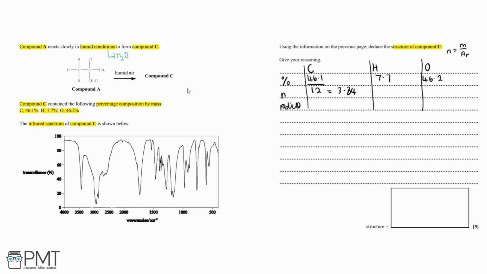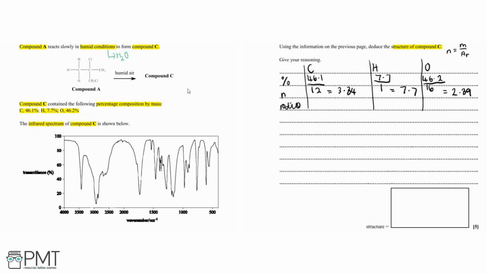For hydrogen, we need to divide this by 1, which gives us a moles of 7.7. And for oxygen, we need to divide this by 16, which gives us a moles of 2.89. And all of these atomic masses can be found in your periodic table in your data booklet overall.